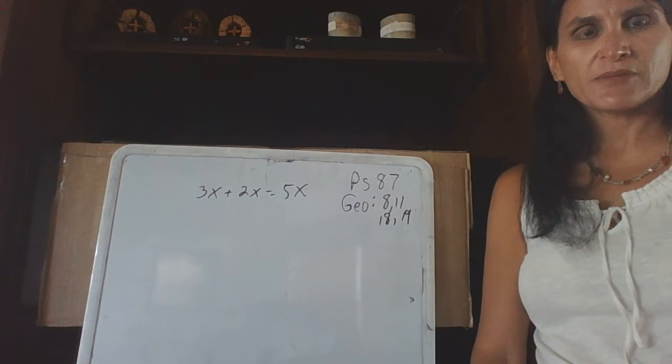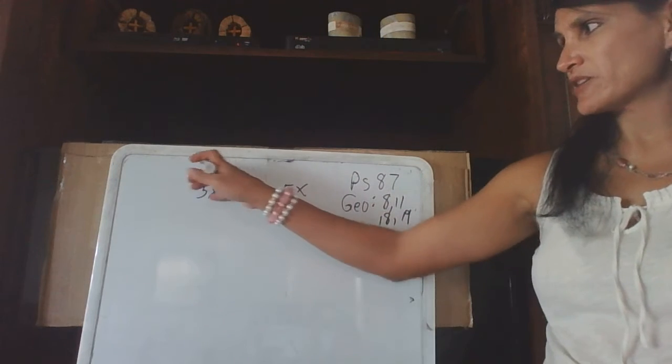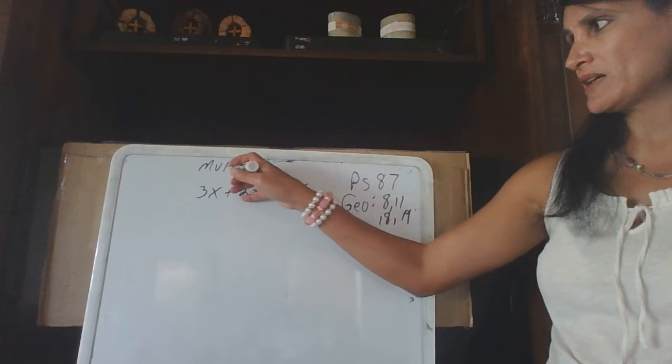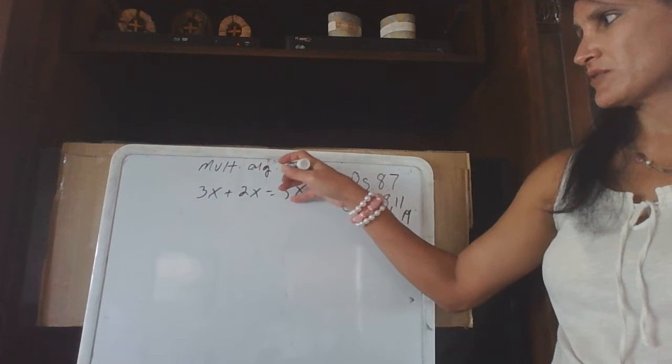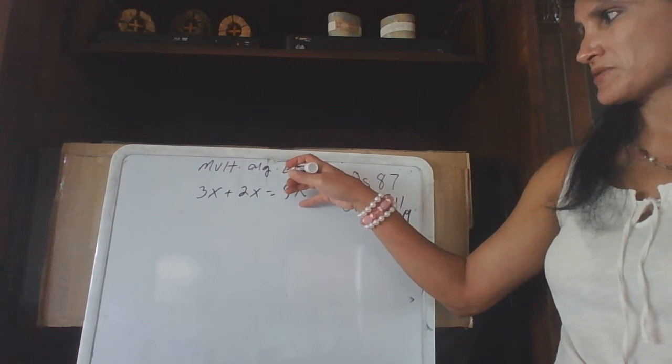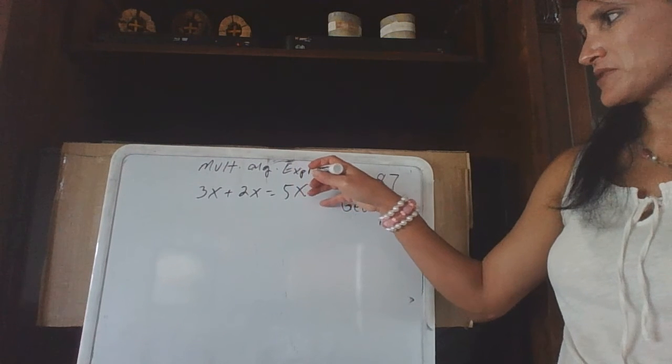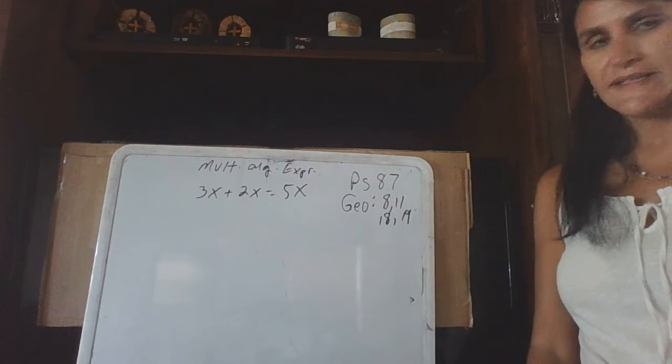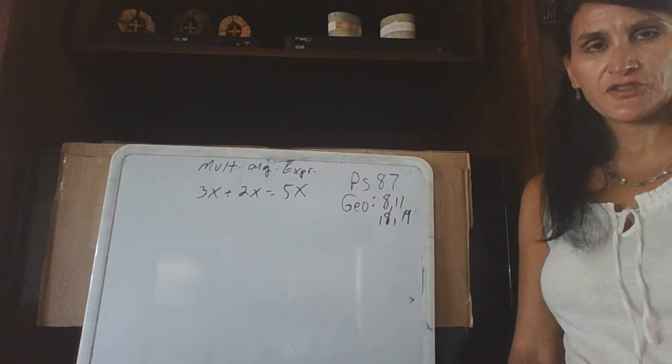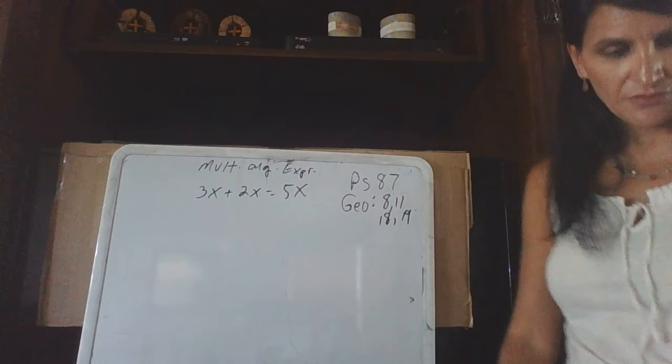Okay, so today we're going to be talking about multiplying algebraic equations, okay? Multiplying algebraic equations or expressions, okay? Let's say expressions. On the board I have written 8, 11, and 18 and 19 as your geometry problems. You do not have to do those.